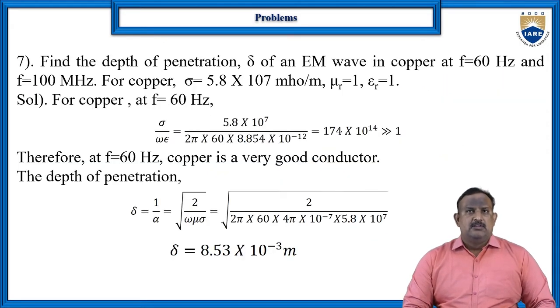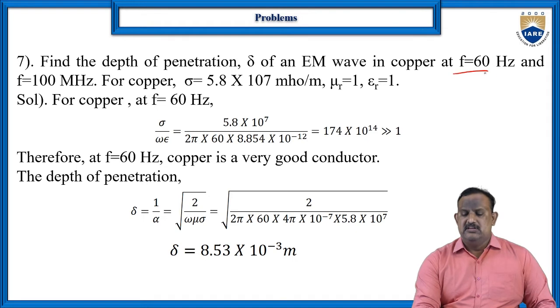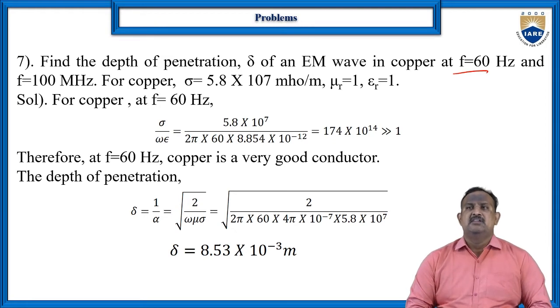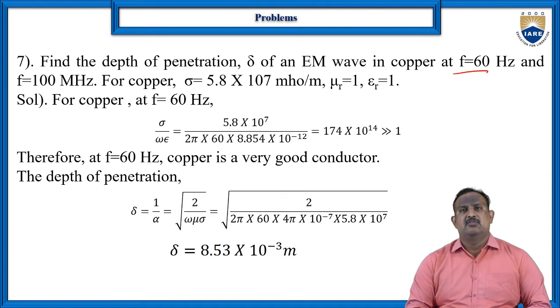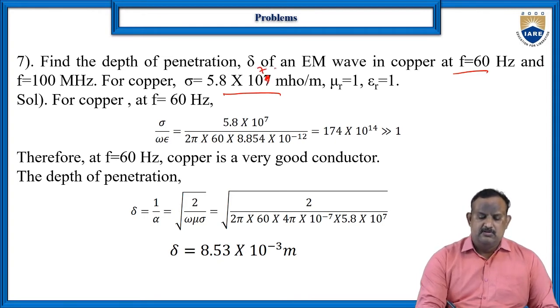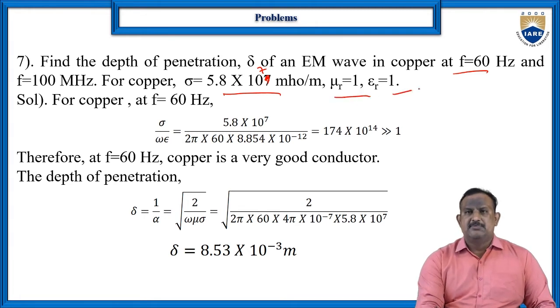Next problem. Find the depth of penetration delta of an EM wave in copper at a frequency f equal to 60 Hz and at f equal to 100 megahertz. We need to find the depth of penetration at these two different frequencies. For copper, sigma is given as 5.8 into 10^7 mhos per meter, mu r equal to 1 and epsilon r equal to 1.